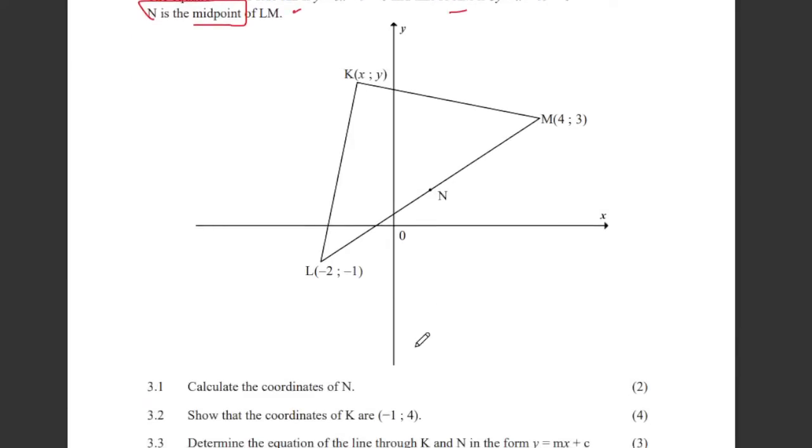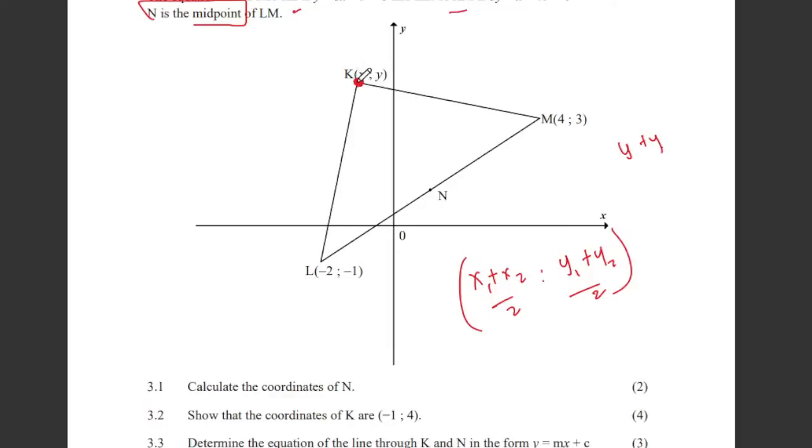Then they ask you for the coordinates of the midpoint. So remember the midpoint formula: x1 plus x2 divided by 2, and then y1 plus y2 divided by 2, regardless of how you write it, okay? Some people say y plus y1, or whichever format, guys. Then they ask you to show that K is (-1, 4).